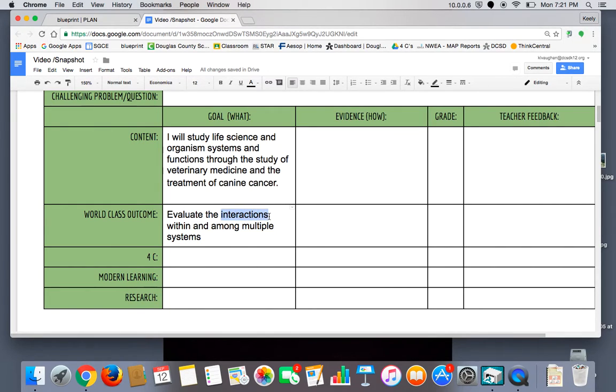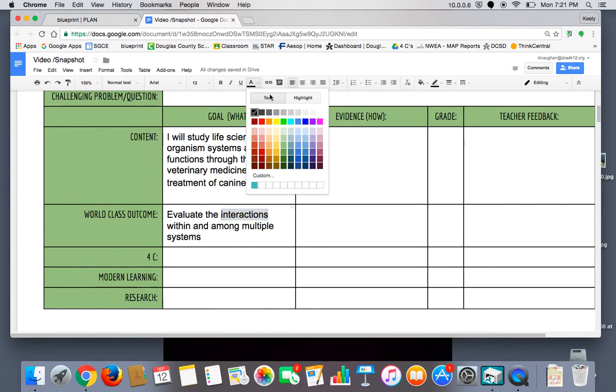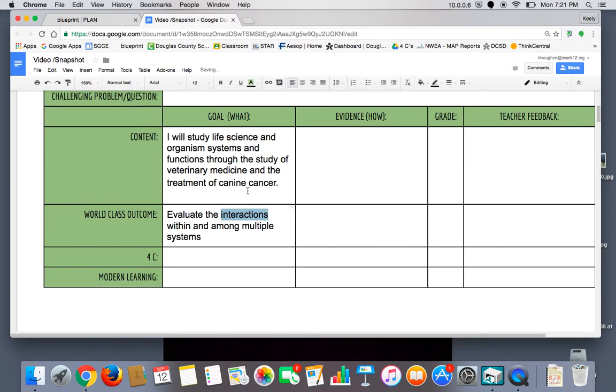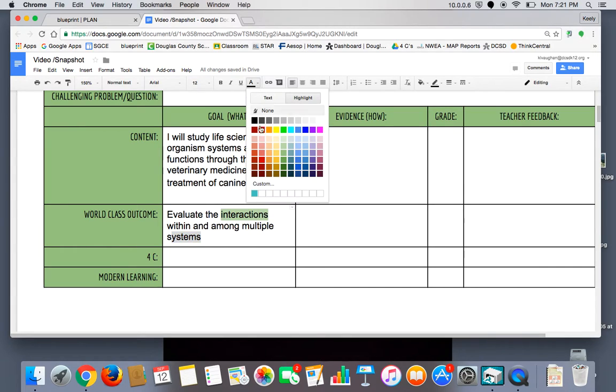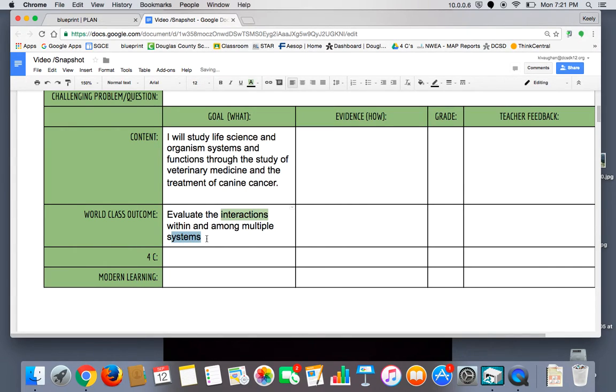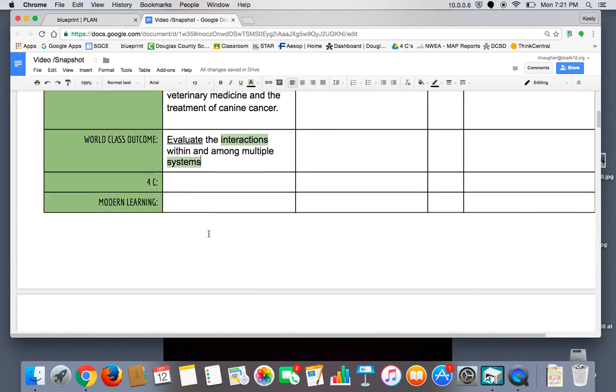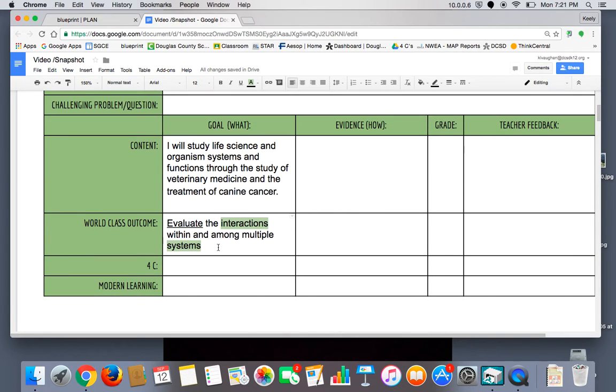So I want to pull the key words out of here, and I'm going to highlight those for you. I've got interactions and I've got systems. Those are my two big things that I want to make sure that I am connecting my content to. Evaluate tells me what level of Bloom's I'm going to be working in later on when I put this into my project design. So this is an action that your facilitators are going to see.